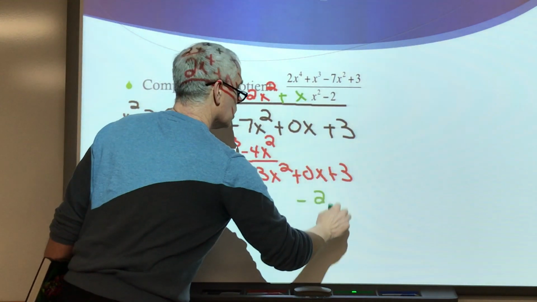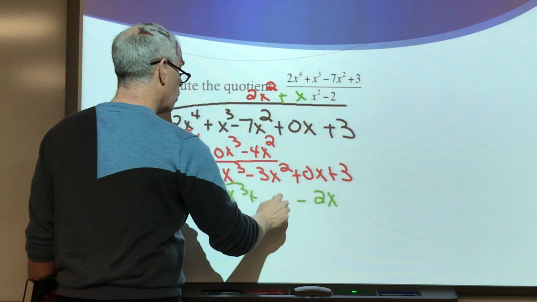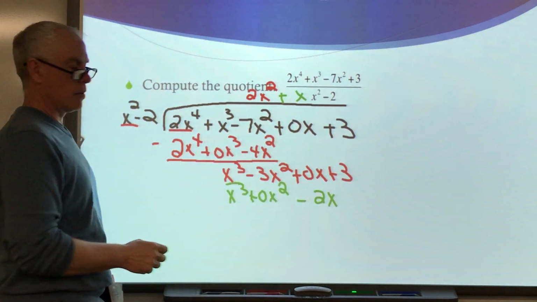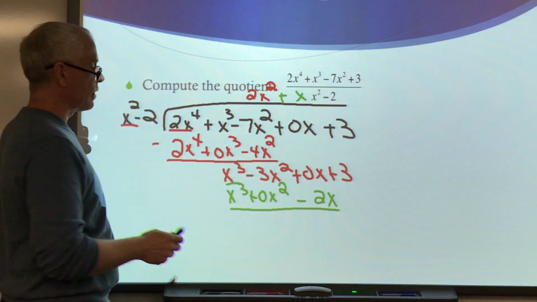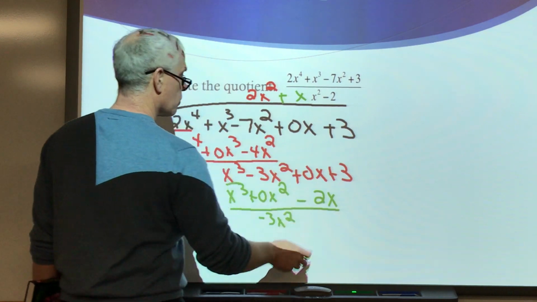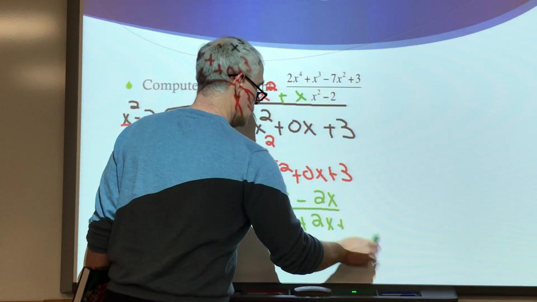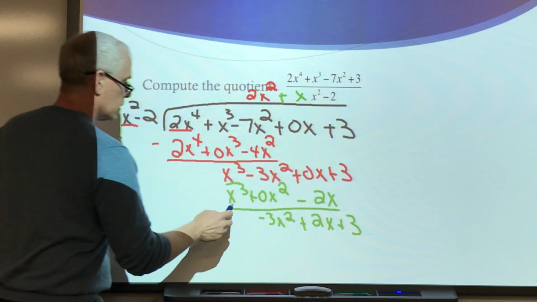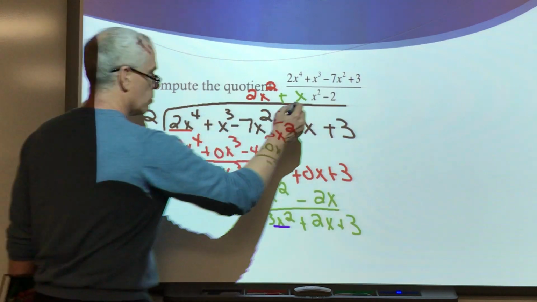And again, notice where I'm putting that. I'm putting it in the column with its like term. So there's really no x squared term there in the middle. Okay? So x cubed minus x cubed is nothing. Negative 3 minus 0 is minus 3x squared. 0 minus a negative 2 is plus 2x. Okay? So now I'm there. Look at the first term. Negative 3x squared divided by x squared is going to be minus 3.